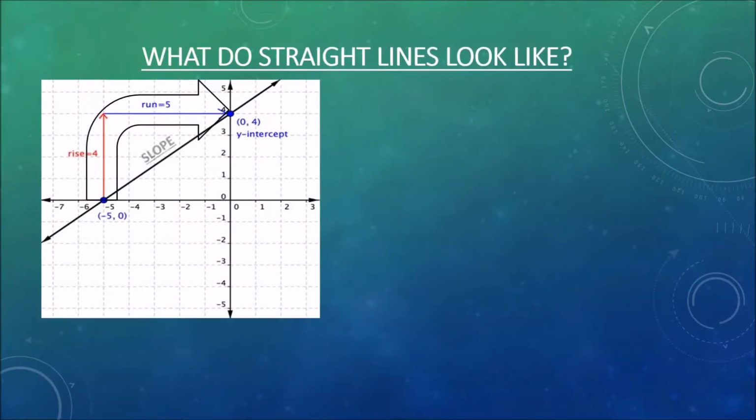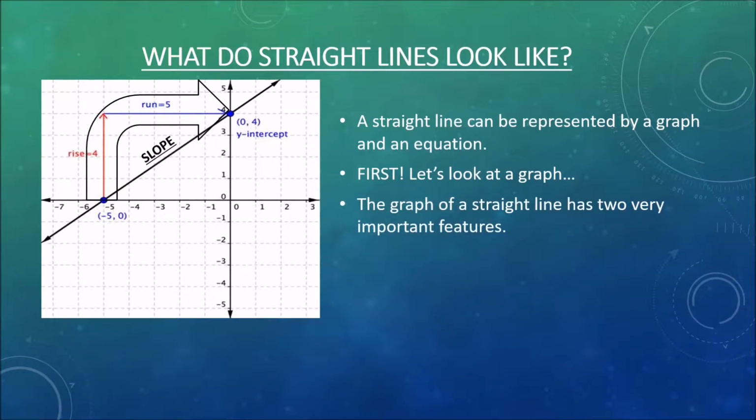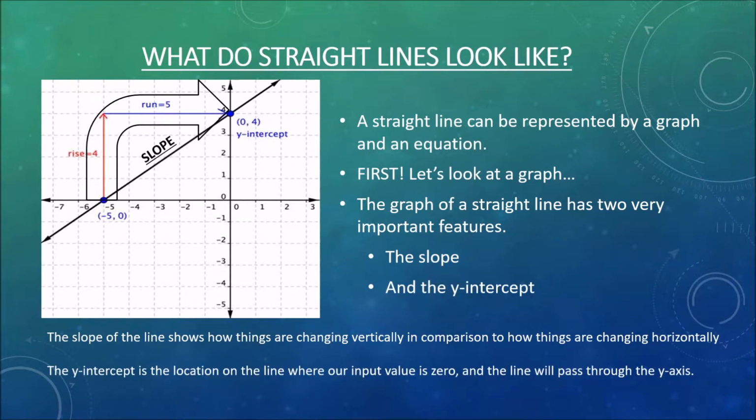Thinking about this, we need to think about what straight lines look like. There are a couple of different things that straight lines can be represented by. The first thing is a graph, and the second is an equation. First, we're going to look at a graph. Graphs have two very important features that we can inspect. The first is its slope, and the slope demonstrates how things are changing vertically, which on this picture is the red arrow, versus how things are changing horizontally, which in this picture is the blue arrow. The second thing is a y-intercept on a graph. The y-intercept is where the graph is going to cut through the y-axis and where our input value, or our x value, is 0.